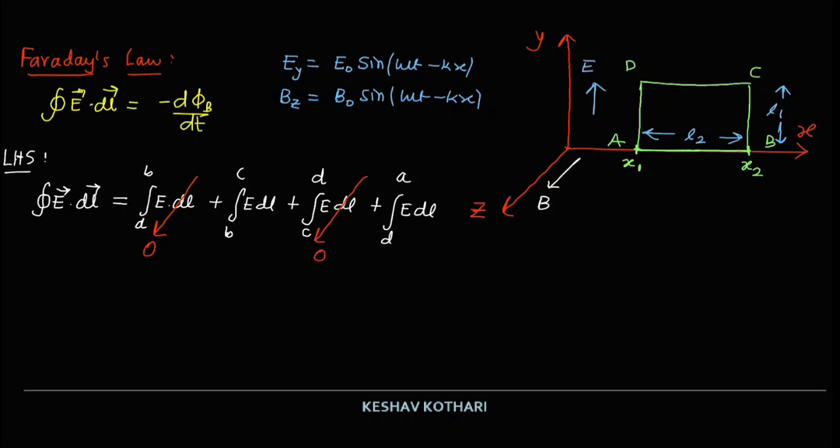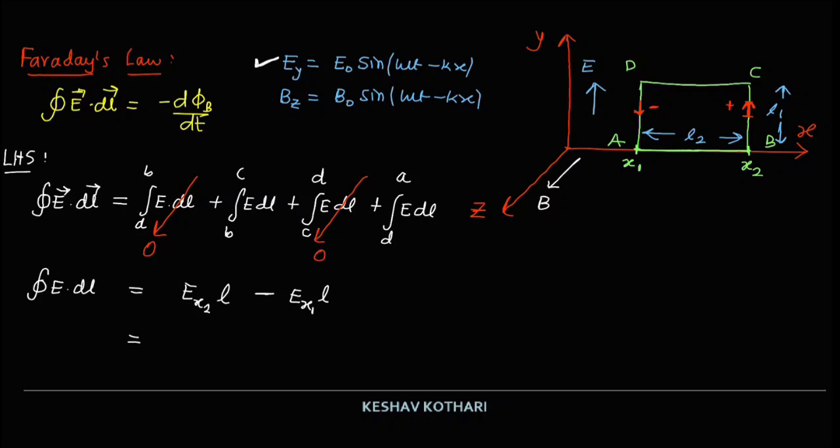Now for the parts B to C and D to A: in B to C, the direction of the electric field and the length are in the same direction, so the value will be positive. In D to A, the electric field and the length segment are in the opposite direction, so the value will be negative. Hence the cyclic integral of E dot dl for B to C will be positive, with the value of E at x2 into L, and for D to A it is negative, that is E at x1 into L. Now E at x2 and E at x1 can be obtained by putting the value of E in the expression Ey is equal to E naught sine of omega t minus kx.